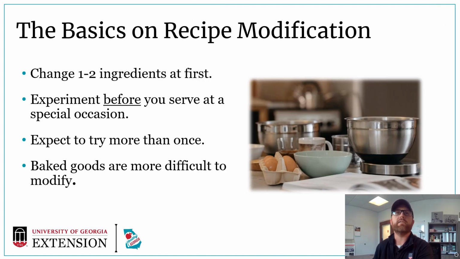Some recipes can be modified easily, but others might take several tries before they're acceptable. To make your experiments more likely to be successful, change only 1 to 2 ingredients at first, and then make adjustments one at a time throughout your experiment.